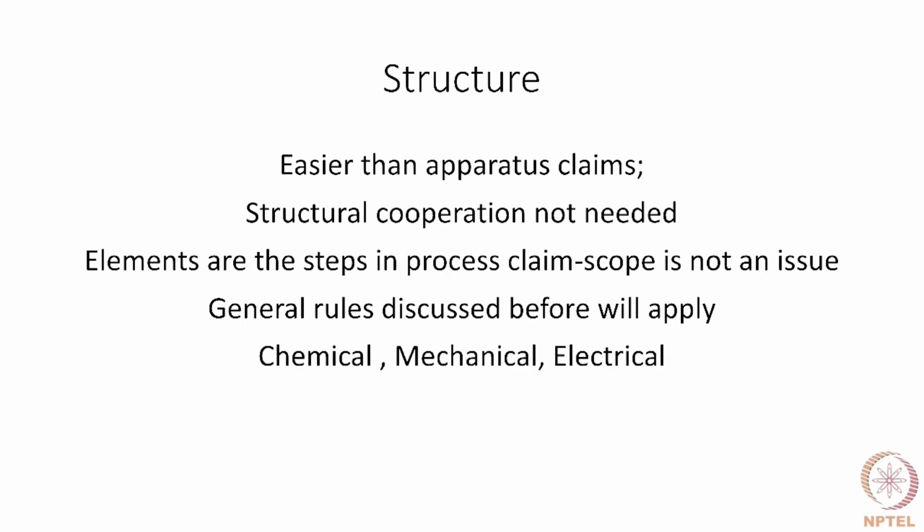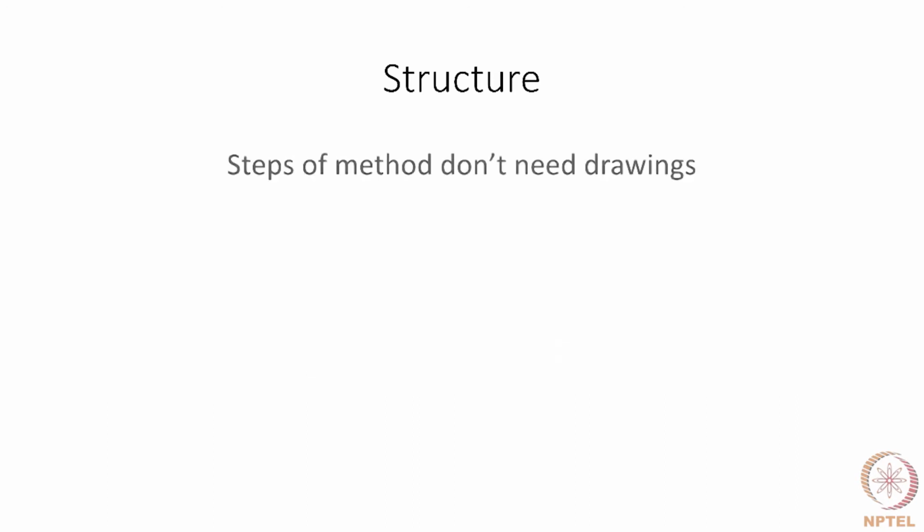Now, the method or process claims can also be under different categories: fields of invention, chemical, mechanical, electrical. Now, let's look at the structure. The steps of the method don't need drawing. This is inherent for a method or a process claim. They don't need drawings, but an apparatus claim would require drawings if it has moving parts. But you may include a flow diagram if it's required, but drawings are not required the way it is required for an apparatus claim.